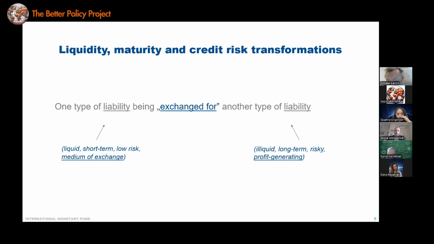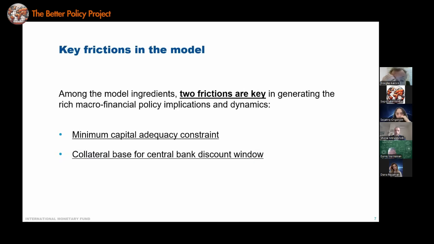So from illiquid, long-term and risky assets, they create these liquid, short-term and low-risk liabilities. And that's essentially liquidity, maturity, and credit transformations. But naturally, this also means that banks will be exposed to some risks: liquidity risk, maturity risk, and then credit risk. And then we will be modeling how these risks actually create some constraints for banks in their ability to create money.